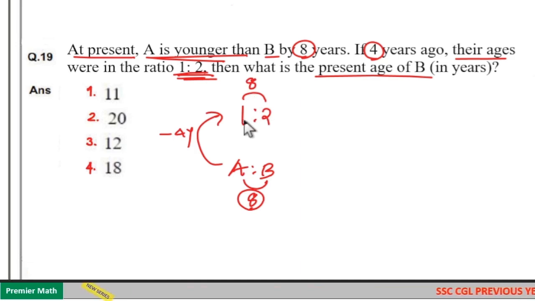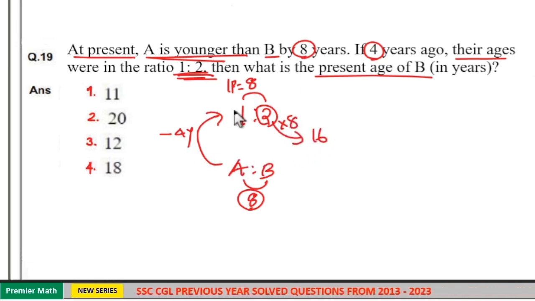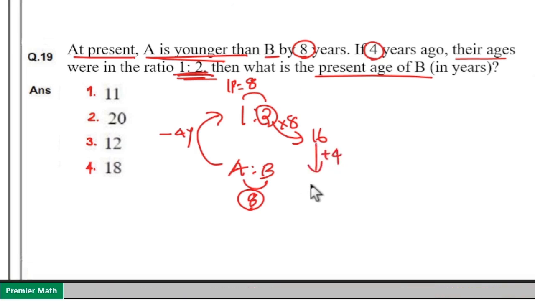Now, ratio difference is 2 minus 1, 1 part. So, 1 part as 8 means 2 parts is equal to 2 into 8, 16. That is, 4 years ago, B's age was 16. Now, after 4 years, that is presently, B's age is equal to 20. That is, B's age is 20 presently. So, option 2 is your answer.